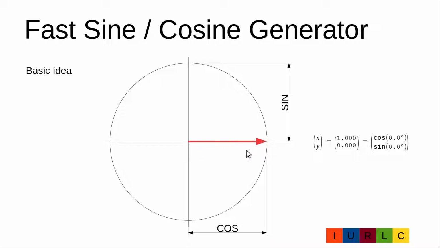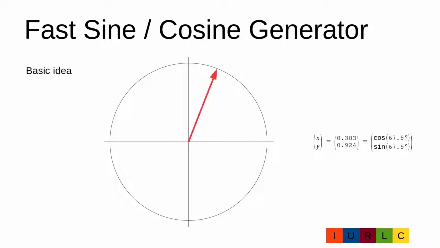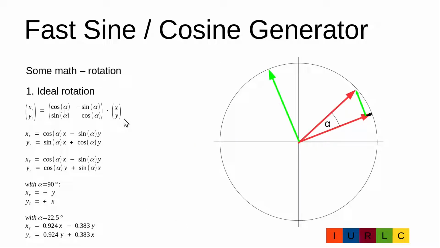The basic idea is very simple. If you have a vector and let it rotate around a circle, its x value is always the cosine value and its y value is always the sine value. We see here always the cosine value and here the sine value. I rotate now the vector around the circle, and you can see how the sine and cosine values are adapted to the related values. Now some mathematics.